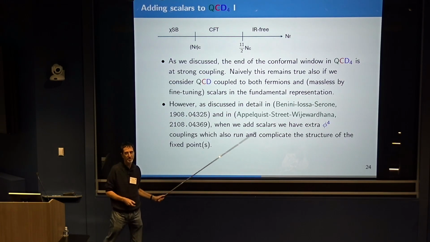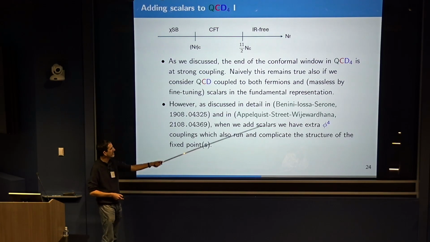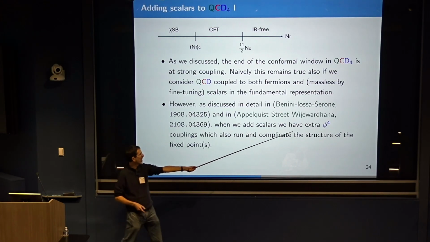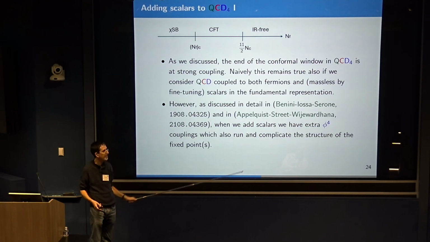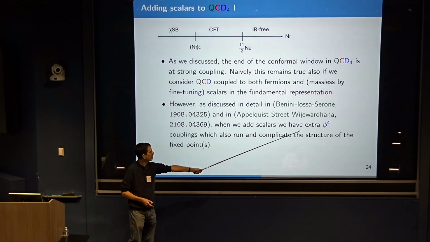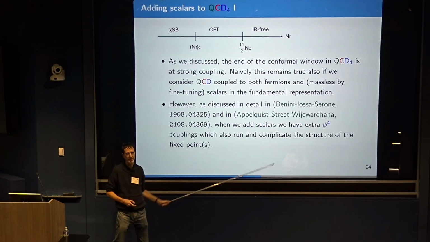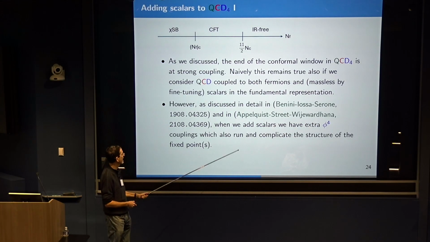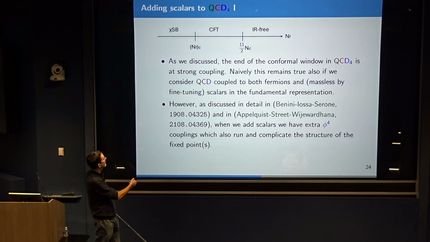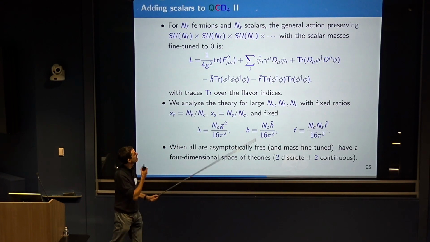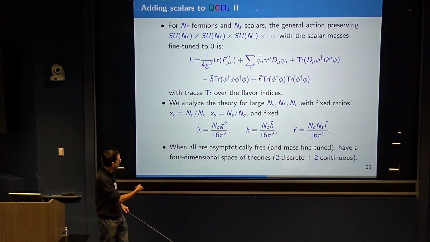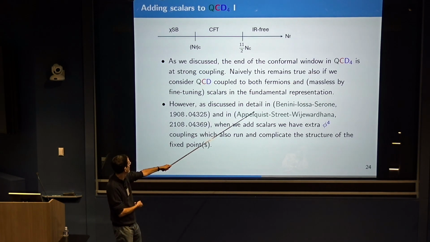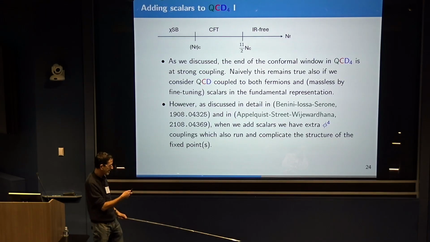But in fact, that's not true, because when we have also scalars, then at least in the weak coupling region, we also have extra phi to the 4th couplings that are marginal and that can and will be turned on. And then one has to analyze what happens to the flow of these extra phi to the 4th couplings. So we're forced to analyze not just the naive QCD theory, but a theory where we also have these phi to the 4th couplings. This was analyzed in several papers a few years ago by Bedini et al. and by Appelquist et al.